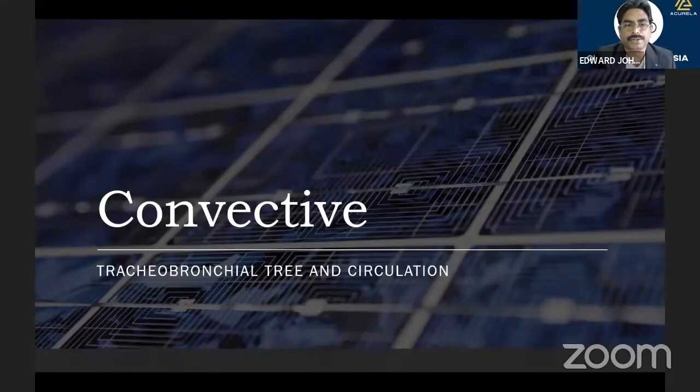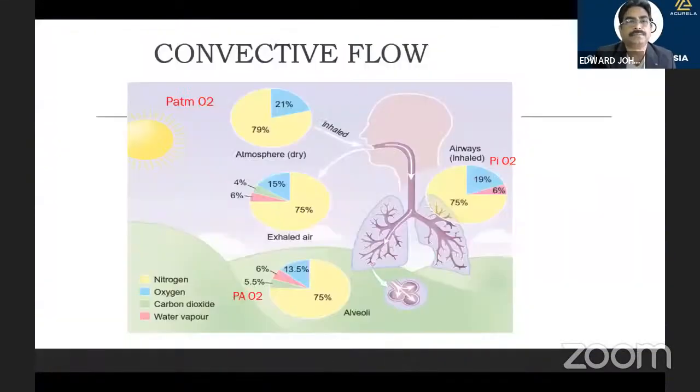So we will see what is convective transport of oxygen. The atmospheric air has 21% oxygen. When we inhale, it is saturated with water vapor and the oxygen fraction falls to about 19% in the trachea. It is called FiO2. Then when it enters the alveoli, it further falls because the expired carbon dioxide dilutes the inspired oxygen. So it is 13.5%. From the alveoli it is expired, and at the mouth it becomes 15% oxygen. This movement of oxygen from the atmosphere to the alveoli and back from the alveoli to the mouth is called convective flow.